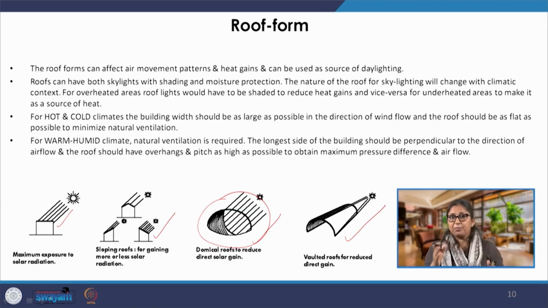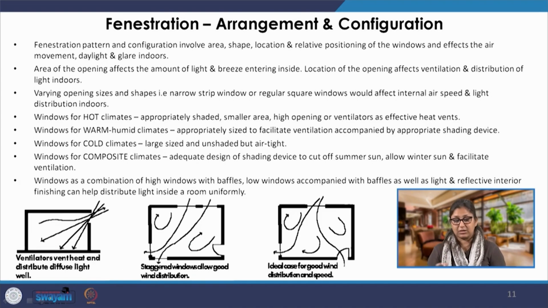So, depending upon the amount of radiation that is received and the amount of radiation that is required, we will select the type of roof, plus also the precipitation that is received, the amount of rain or snow. Then we come to fenestration, both arrangement and configuration, and also the orientation.